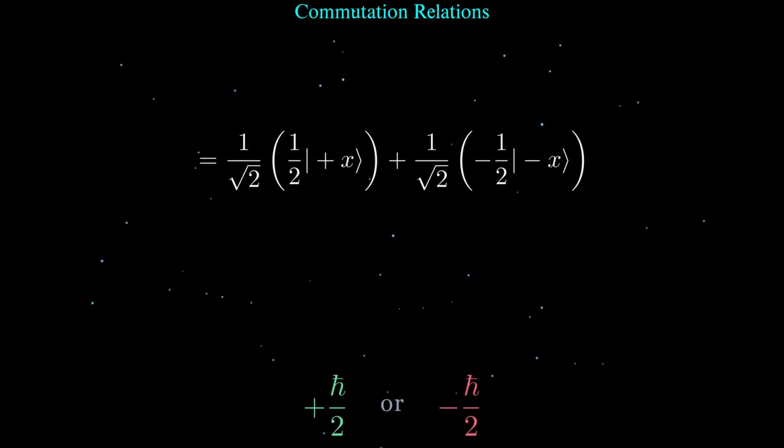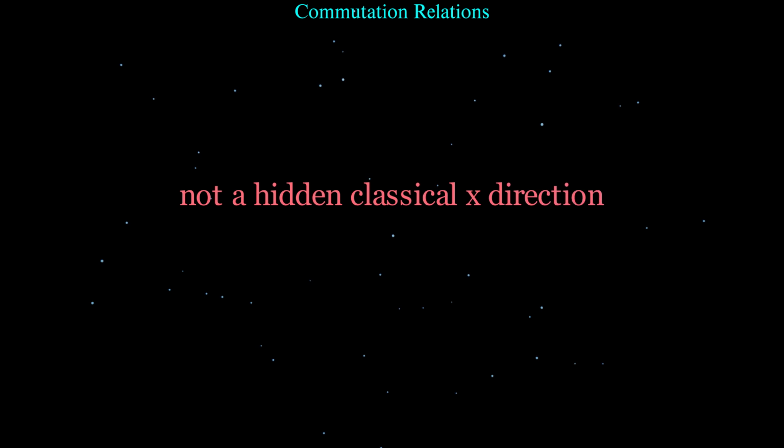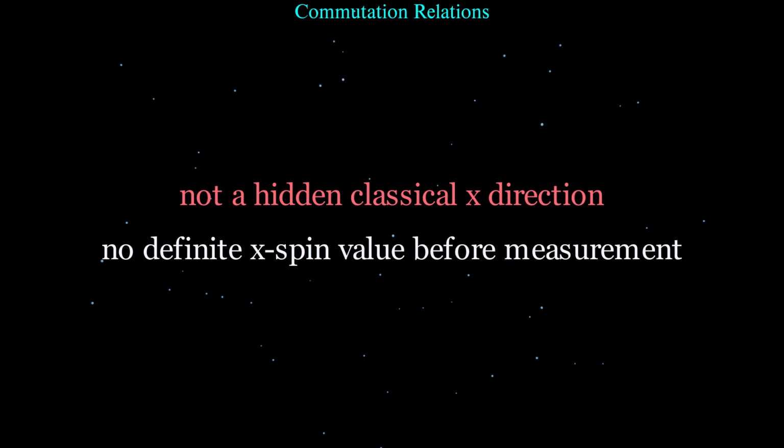So the true measurements will give us either a plus h bar over 2 or a negative h bar over 2. Each has a 50% chance when we square the probability amplitudes. And just to be clear again, this isn't because alpha is secretly pointing in both x directions and we just don't know. The state is simply not possessing a definite x spin value before that measurement.